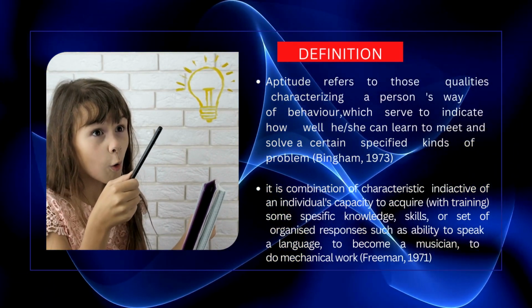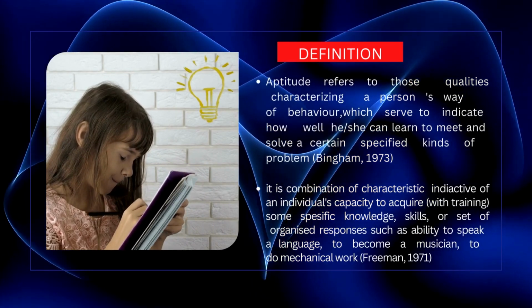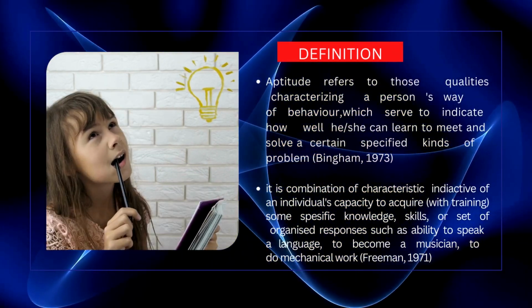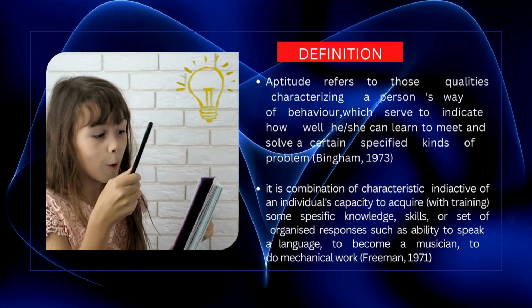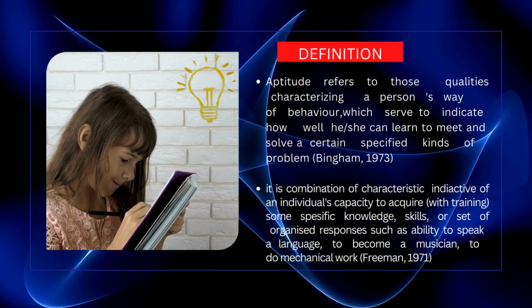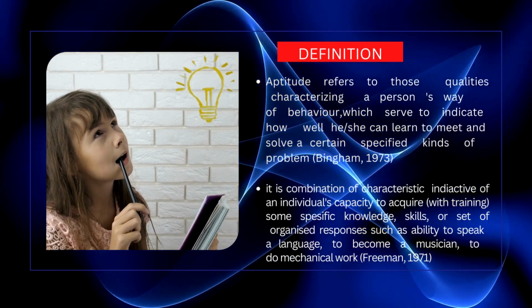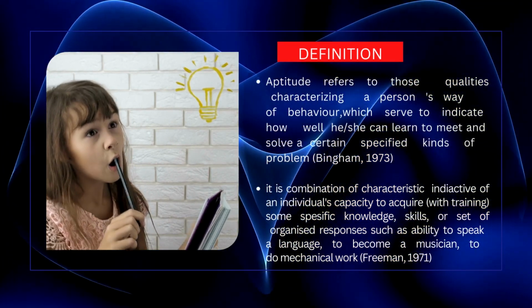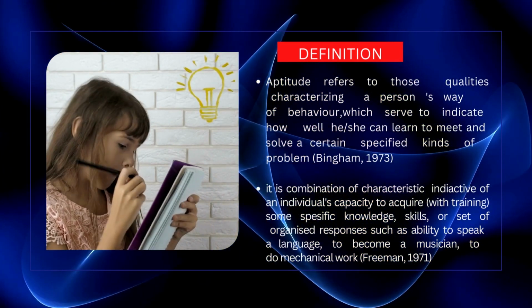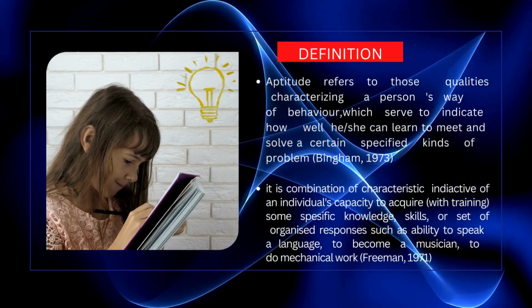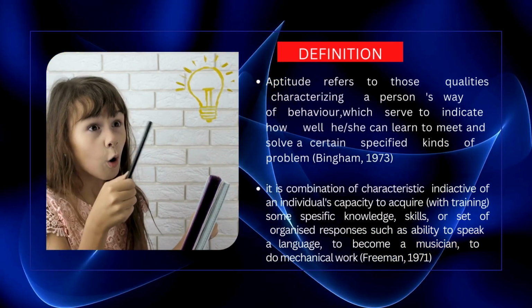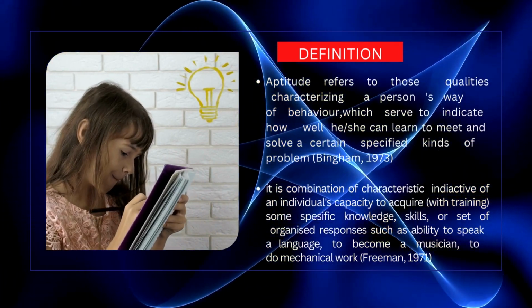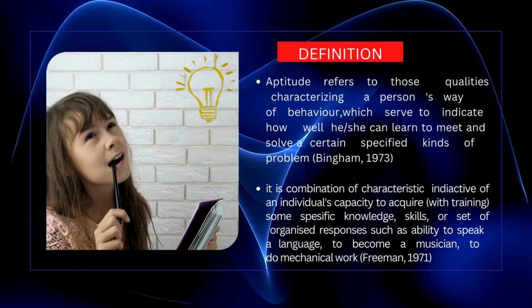And what we can say here is that aptitude can be simply understood as an ability to acquire specific types of skill or knowledge, and it refers to one's potentialities and is the result of interaction of heredity and environment. And lastly, these qualities of an individual can be harnessed by appropriate training.